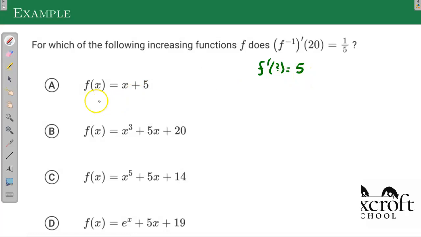But let's just see. A, in my mind, is automatically out. Why is A out? The derivative of A is always 1, so it's never going to be 5. All right, B has a chance. First, we need to figure out where the value would be happening. So this is the output of the original. So x cubed plus 5x plus 20 should be equal to 20. As the output, we need to figure out what the input was to get there. This is x cubed plus 5x equals 0. x times (x squared plus 5) equals 0.